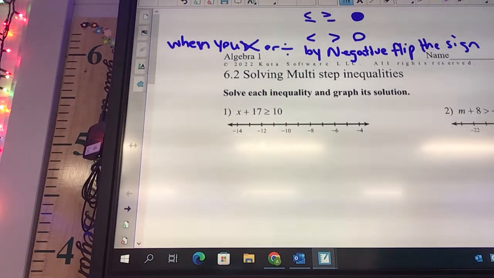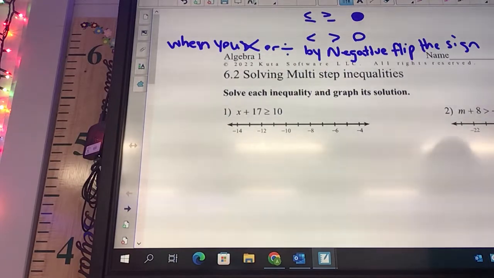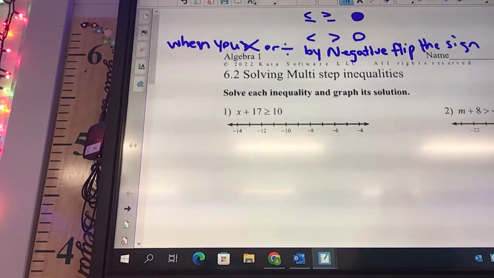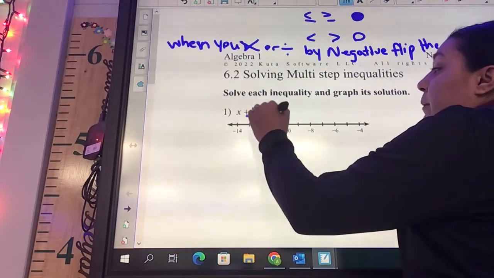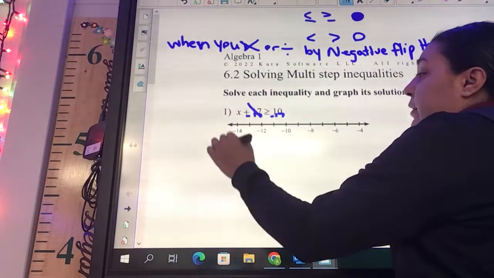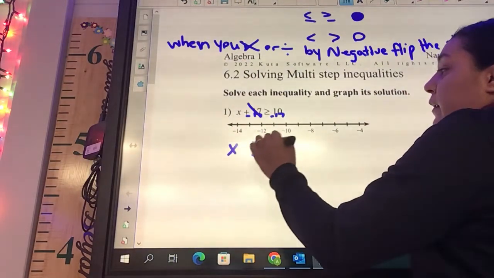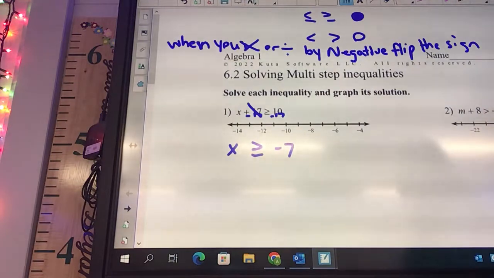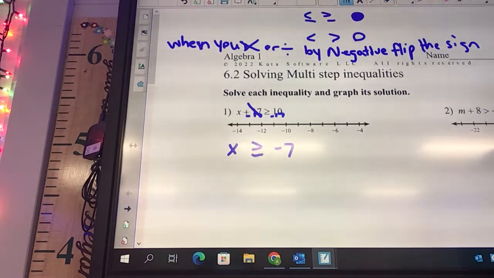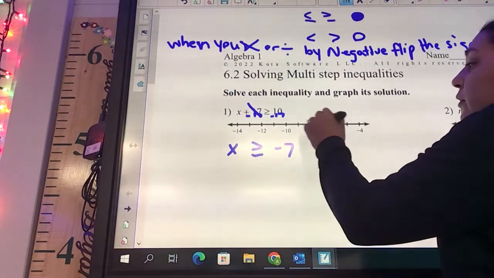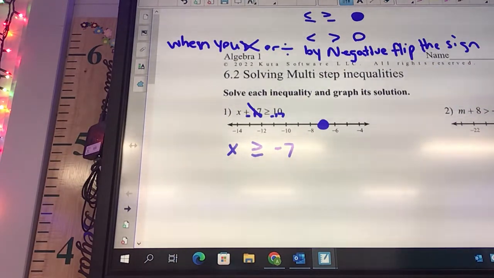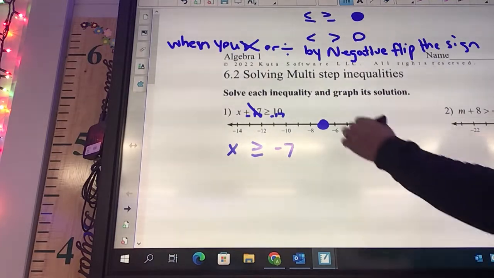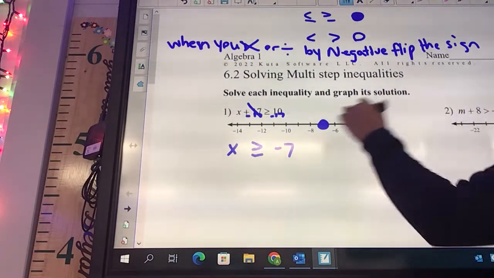So if we look at number 1, what needs done first? Okay, subtract 17. So we're going to say minus 17. What is 10 minus 17? Negative 7. Okay, so on the negative 7, is that going to be open or closed? Closed. Okay, and this says x is what? Greater. So is it going to be left or right? Right. To the right.